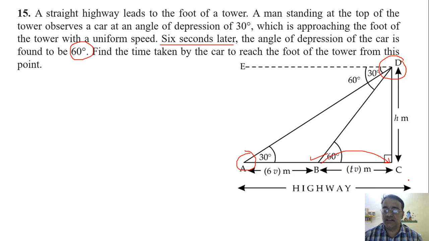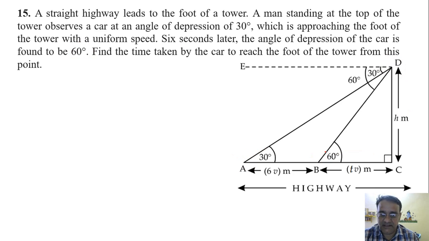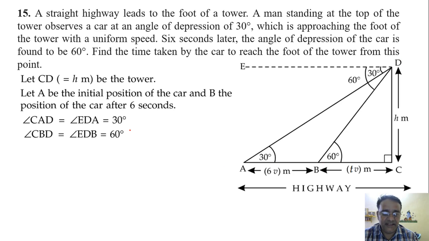Okay, so we'll take let CD be the tower. It is equals to h meter and A be the initial position of the car and B is the position of the car after 6 seconds. Okay, and angle CAD is equals to angle EDA is equals to 30 degree, angle EDB is equals to angle CBD is equals to 60 degree, alternate interior angles. Let V meter per second, क्योंकि आपको यूनिफॉर्म स्पीड दिया हुआ है, so let V meter per second be the speed of the car.